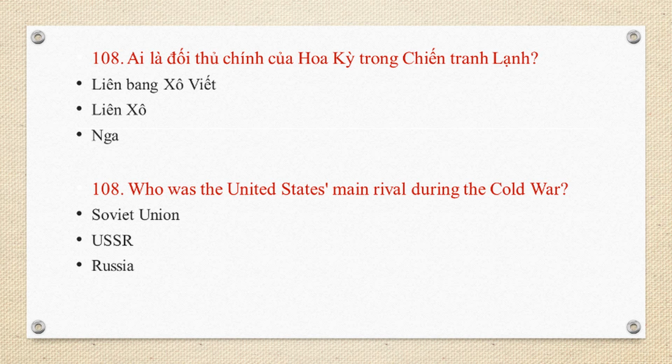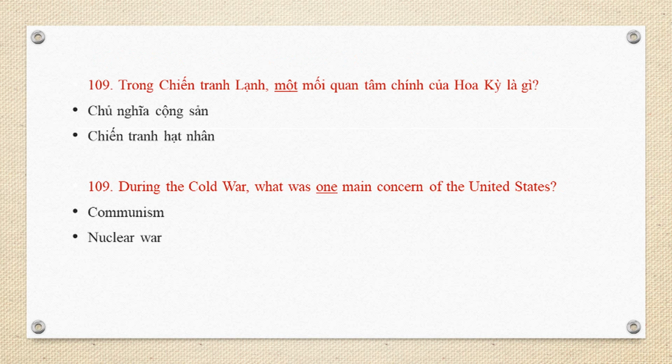108. Who was the United States' main rival during the Cold War? Soviet Union. USSR. Russia. 109. During the Cold War, what was one main concern of the United States? Communism. Nuclear war.